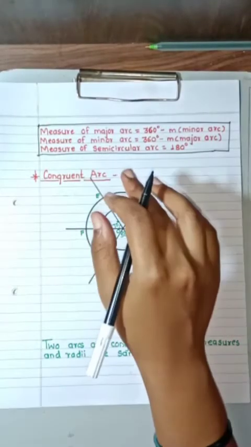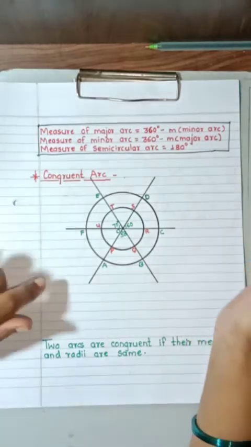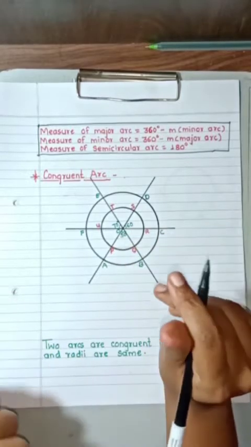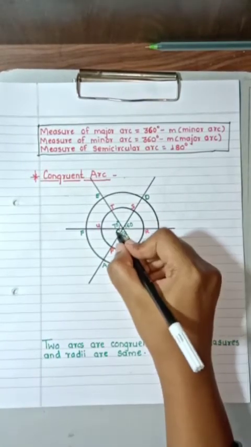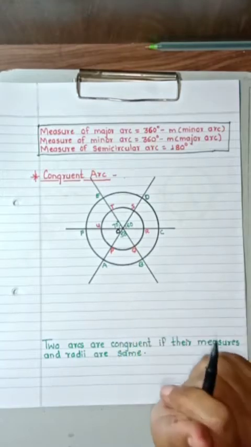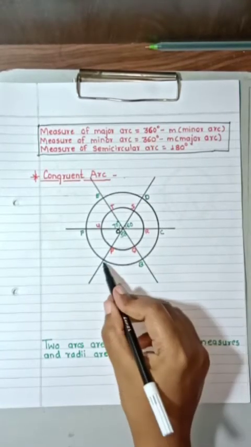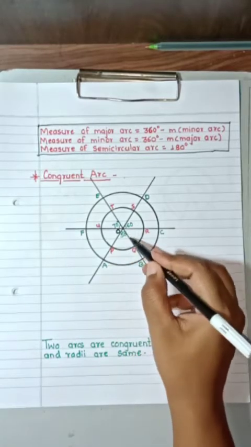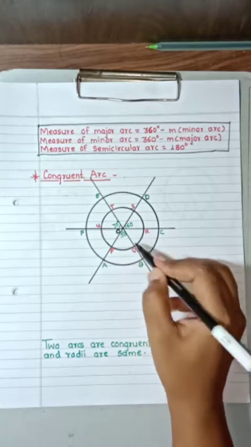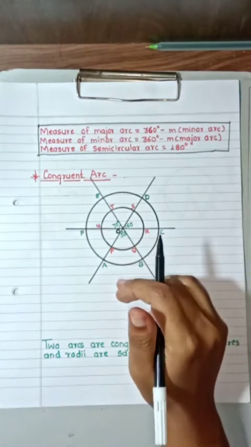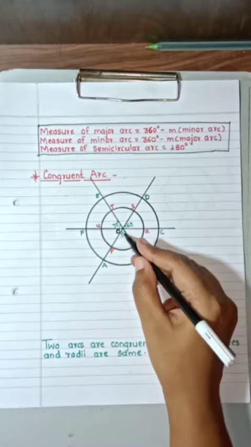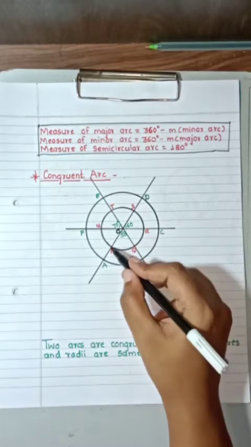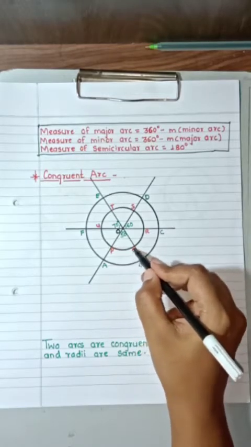Now congruent arc. If you see in this diagram, you can see there are two circles with the same center, that is center O. Now children, if you see this arc AB and arc PQ, you can see here is the central angle. AOB is the central angle. Whatever is the measurement of central angle, that is going to be the measurement of arc AB. It is also going to be of arc PQ.